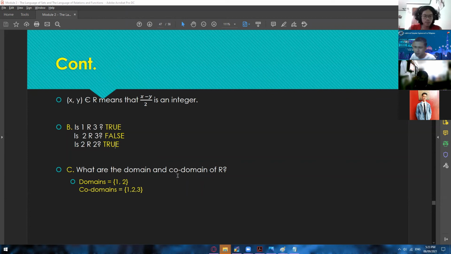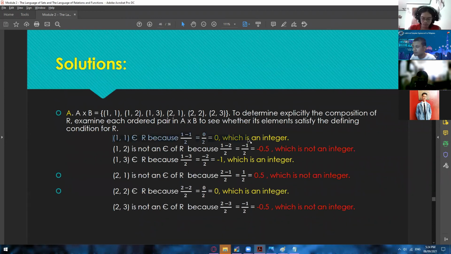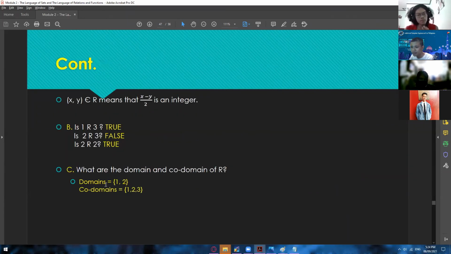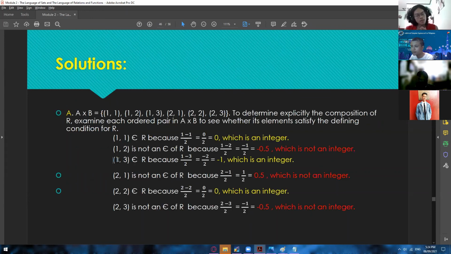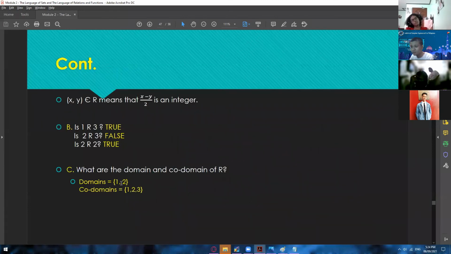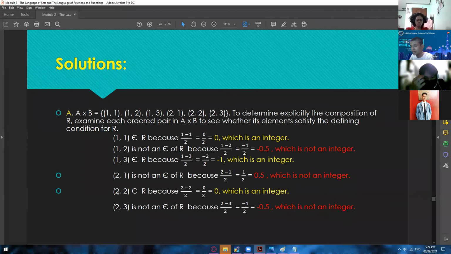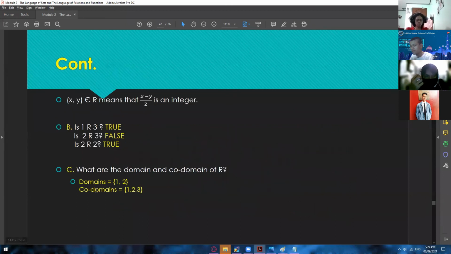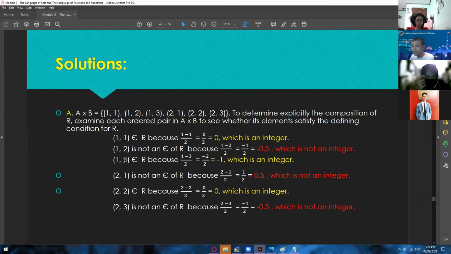And then for the last one, this one is super simple. What are the domain and codomain of the relation? All you need to do is get the ordered pairs which are in relation. So we have (1,1), (1,3), and (2,2). For the domain, we have 1 and then 2. The 1 is repeated, so just remove that since we only need one. So our domain is {1, 2}, the first elements of the pairs. And for the codomain, which is the second element, we have 1, we have 3, and then we have 2. As a result, we have {1, 2, 3}.